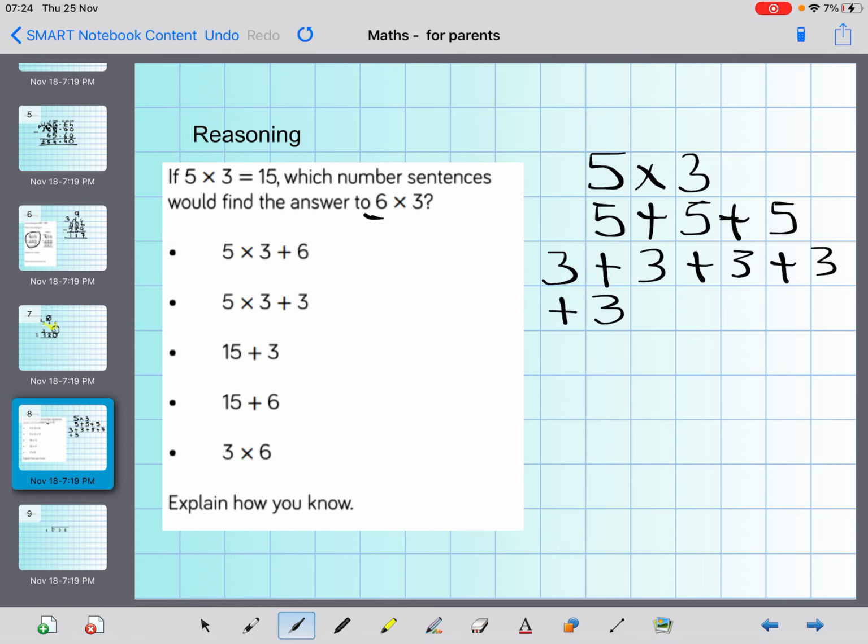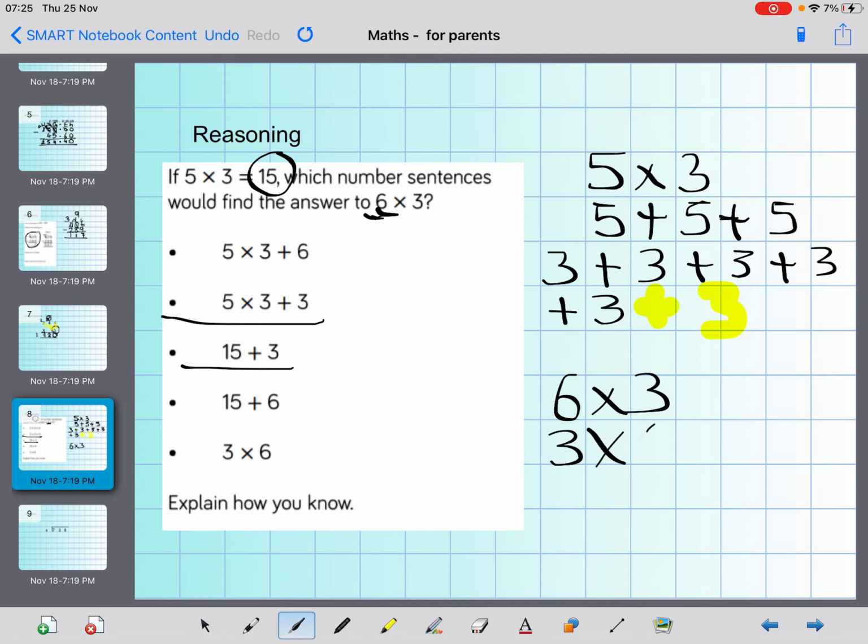So then if I am now multiplying by 6, the children should understand that I am simply adding another 3. Which means that 6 times 3 is the same as 5 times 3, add 3. It's also the same as adding 3 to my answer. So 15 add 3. And because of our commutative law, we know that 6 times 3 is also the same as 3 times 6.